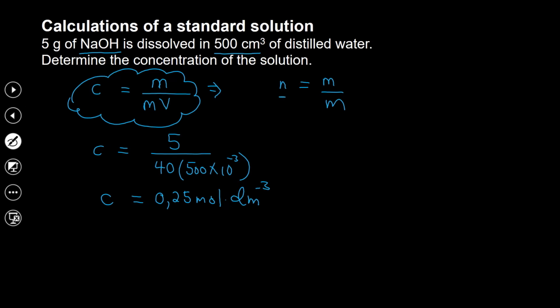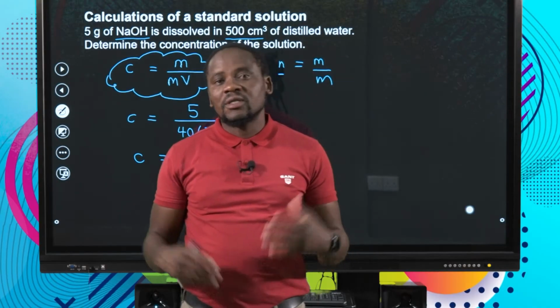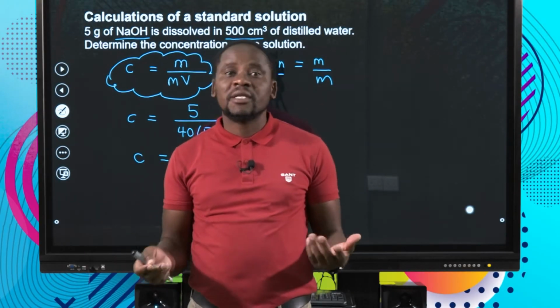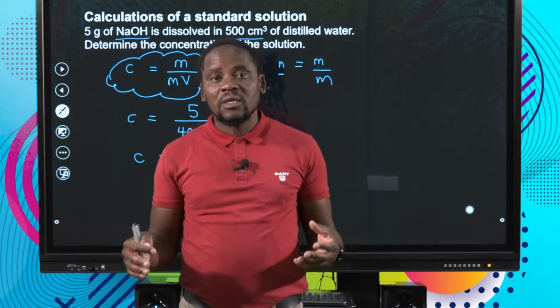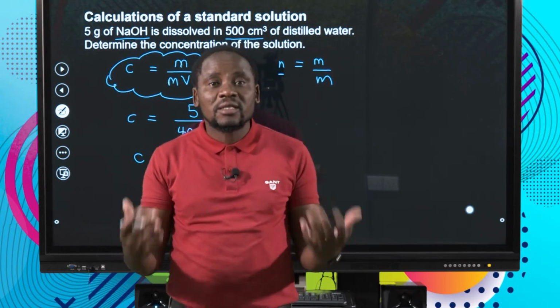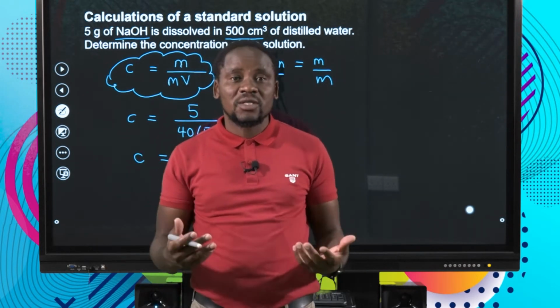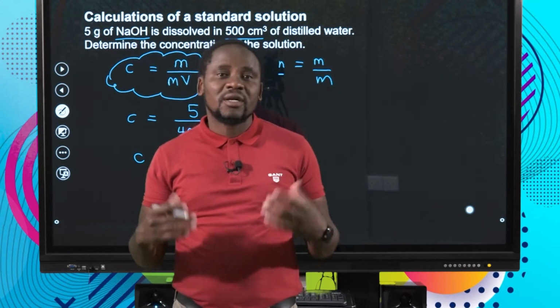So if we say this is a standard solution, it says that its concentration is known, and that's exactly how we go about that. So that's as far as determining the concentration of a standard solution, or making a standard solution so that the concentration is known, is concerned. We shall look at more examples after the short break.